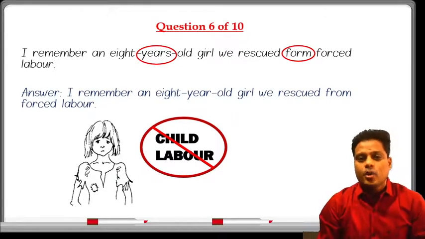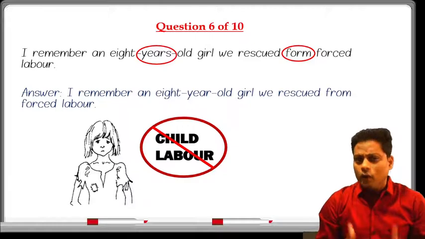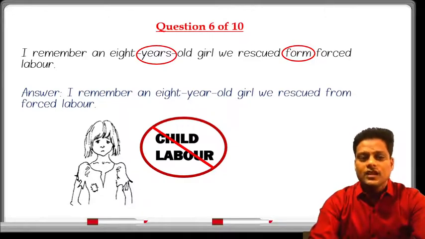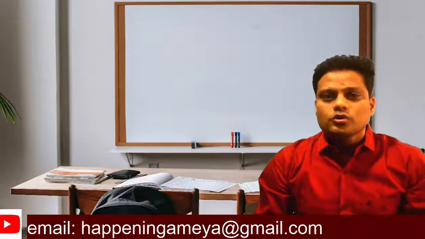Mind you, this is very important. The other one is rescued from, no, rescued from forced labor. Guys, it's very important. The hyphen nouns, you've got to use a singular there.